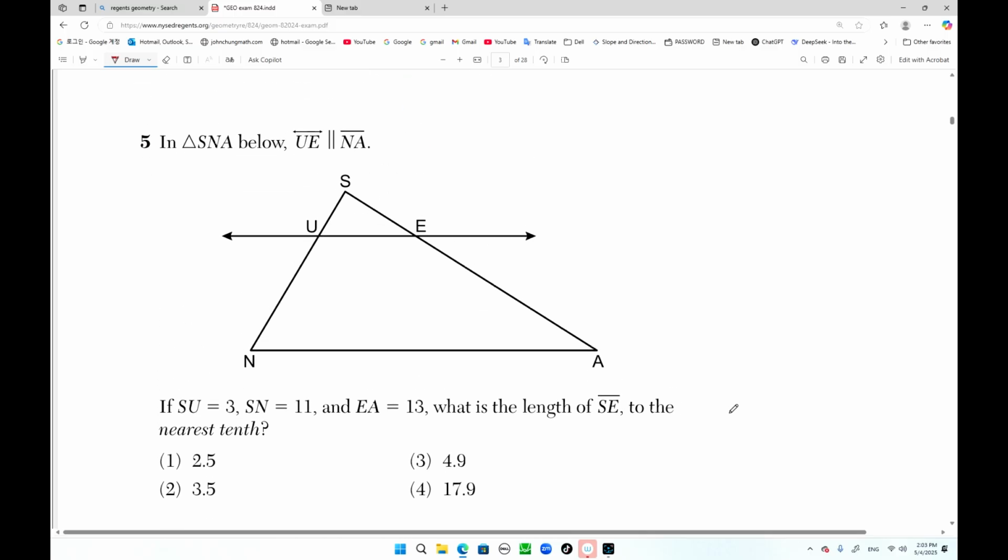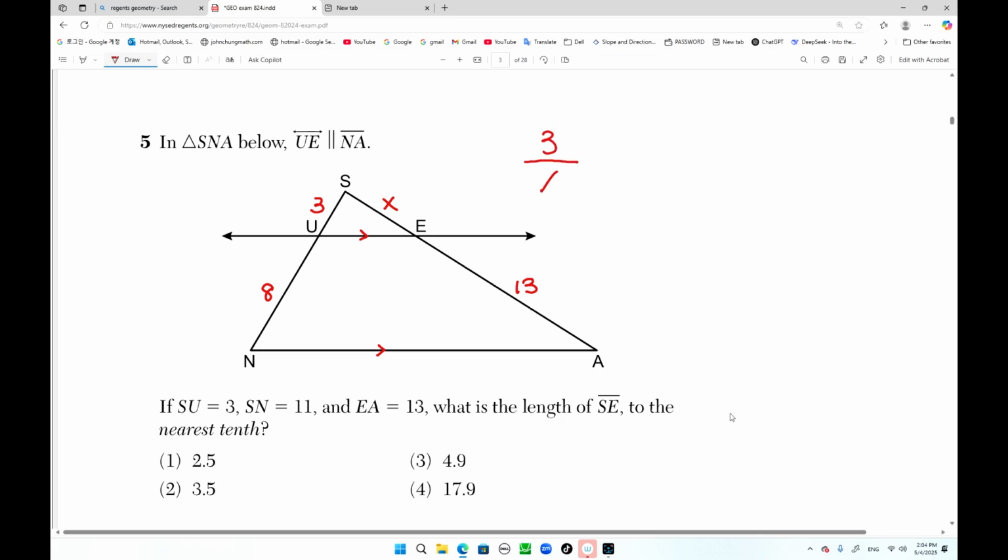Okay, the lines are parallel. That means these two triangles are similar, right? Also, SB equals 3, SN equals 11, so this side is 8. And the EA is 13. Now we find SE. You can use the side splitter theorem, right? What is the side splitter theorem?